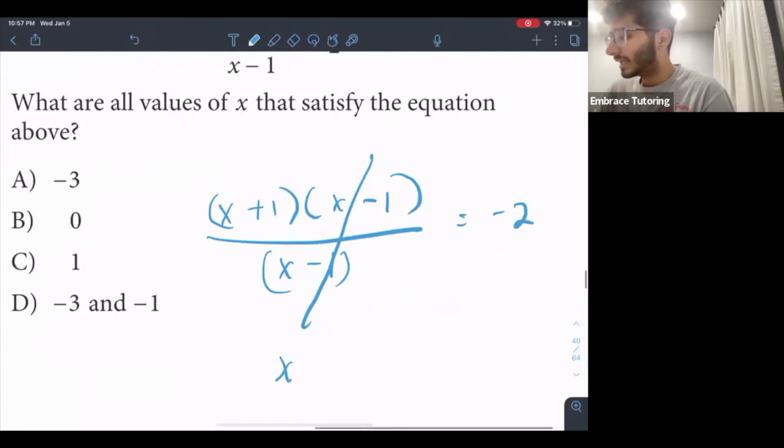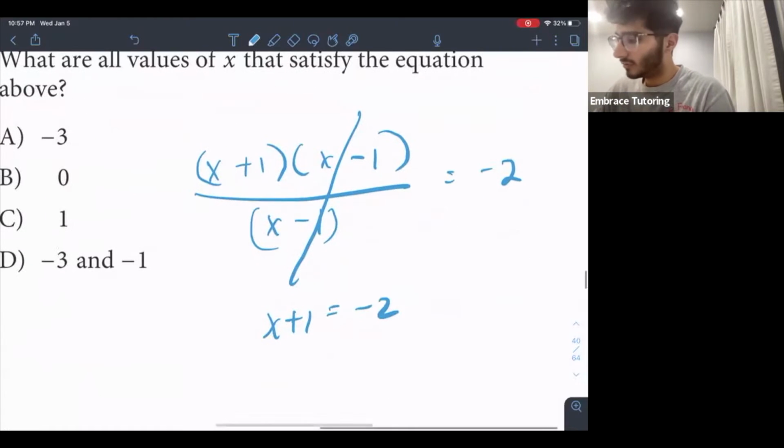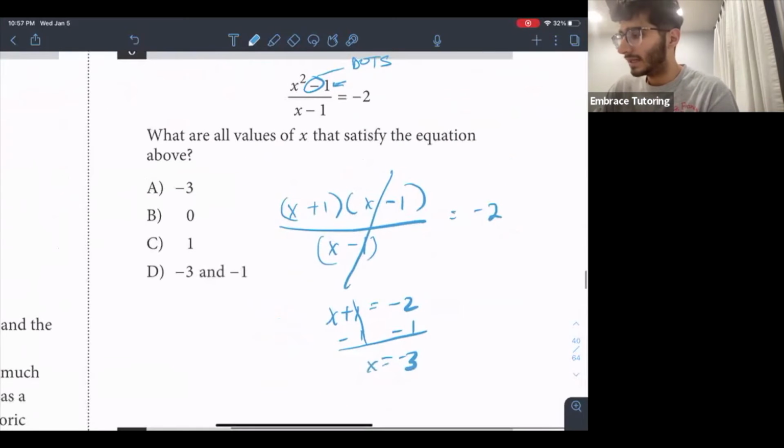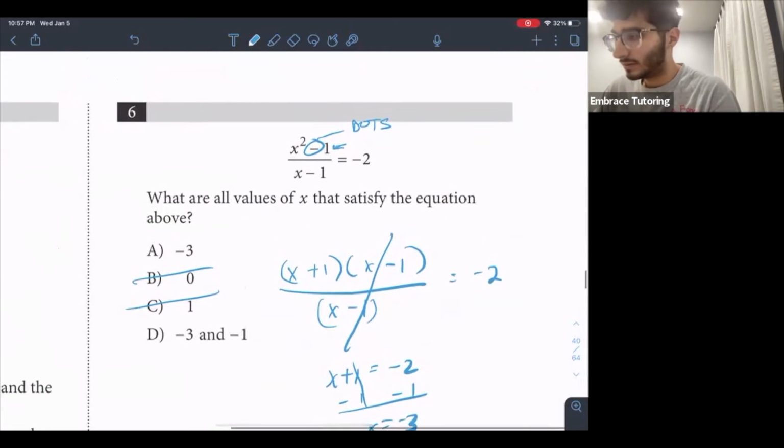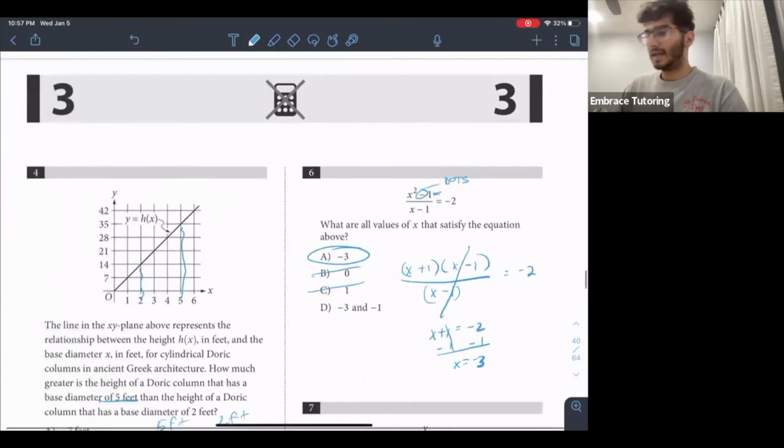You can simplify the left-hand side by dividing out the x minus 1s to get x plus 1 is equal to -2. Subtract the 1 on both sides to get x is equal to -3, and that is your answer, choice A.